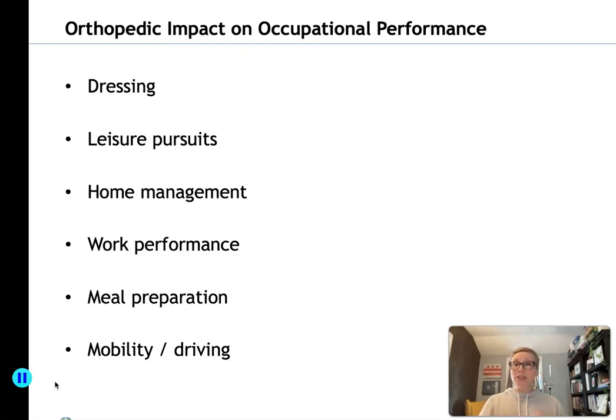We don't treat the condition. I'm not treating the total hip replacement. I'm treating the human who happens to have had a total hip replacement, or the human who's had a FOOSH, or the human who's had a spinal surgery. So we need to take in that holistic look at all the context of the person, the occupations of the person, and then how we create an effective treatment plan for this person.